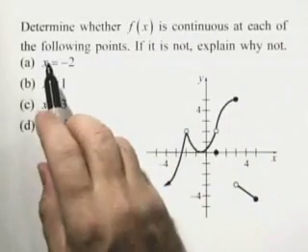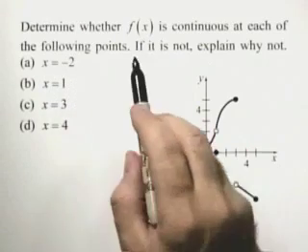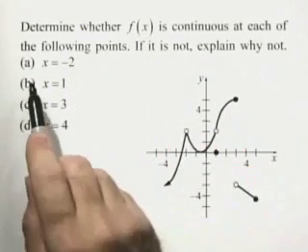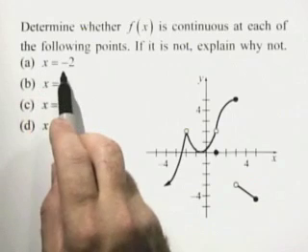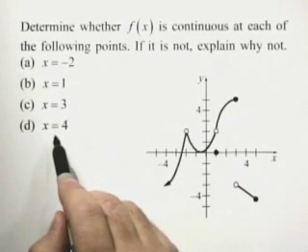In this problem, we're going to use the graph of a function to discuss the continuity of the function at various points. We'd like to determine whether f of x is continuous at each of the following points. If it is not continuous, we want to explain why it's not continuous. The points we're interested in examining are x equal to -2, x equal to 1, x equal to 3, and x equal to 4.